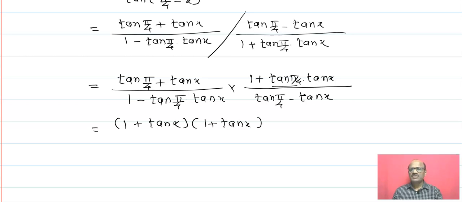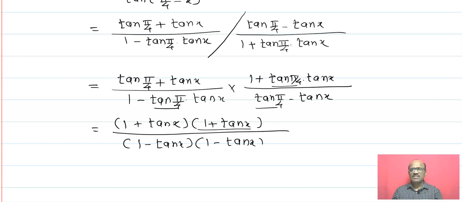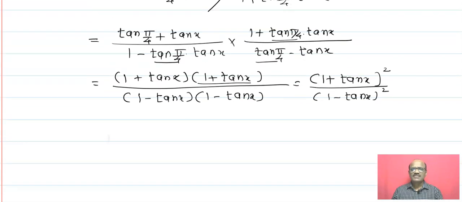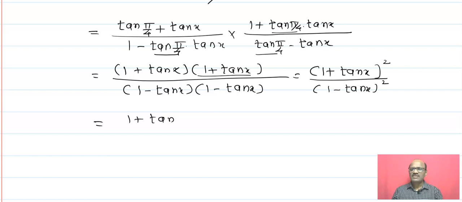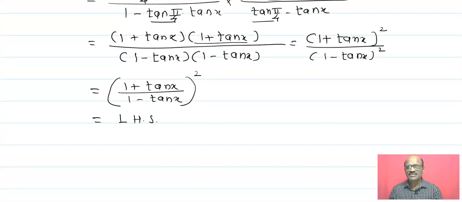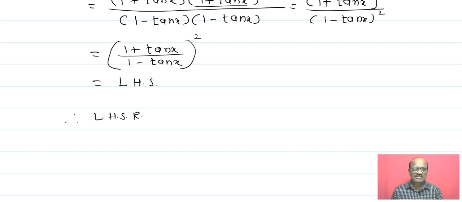into, again, the next bracket, 1 plus tan x. And in the denominator, it is 1 minus tan x into 1 minus tan x, and it becomes (1 minus tan x) whole square. Therefore, (1 plus tan x) whole square upon (1 minus tan x) whole square, and overall you are getting (1 plus tan x upon 1 minus tan x) whole square, which is our LHS. Therefore, here LHS is equal to RHS, and hence the result.